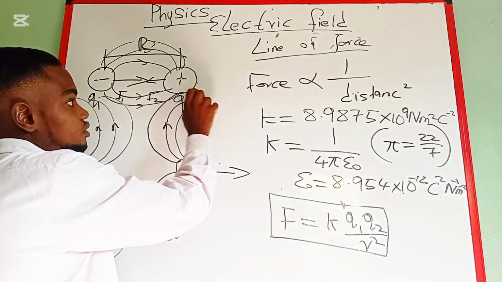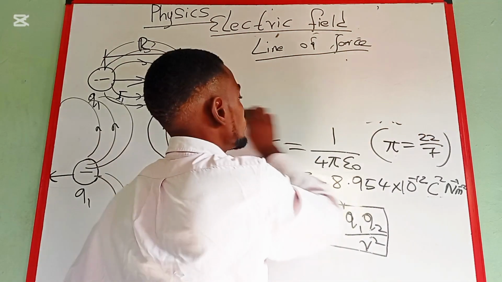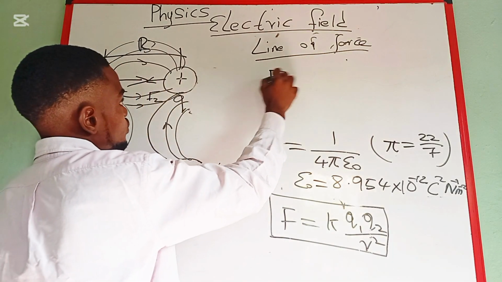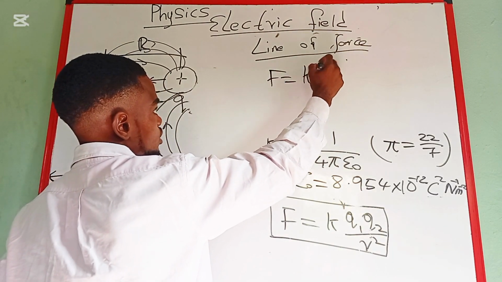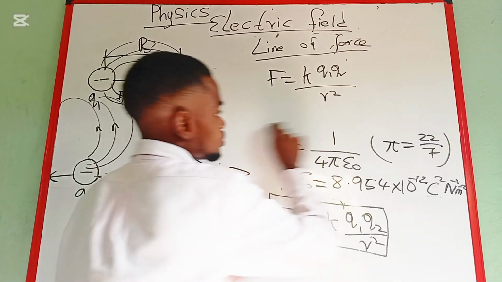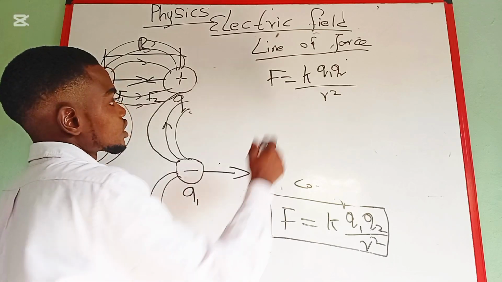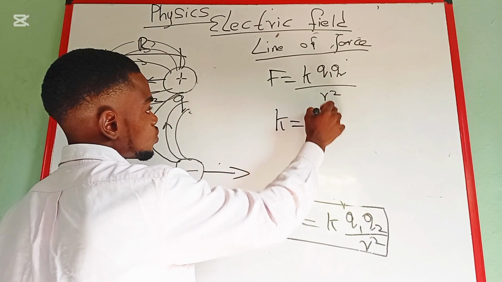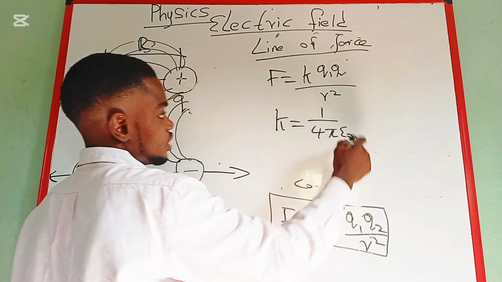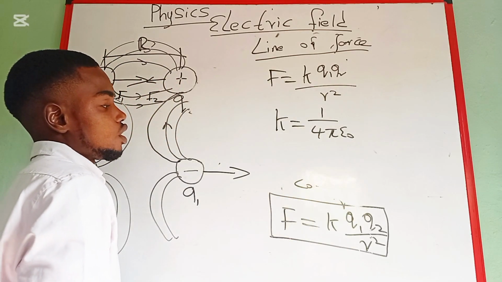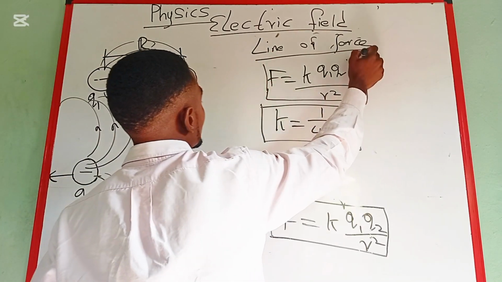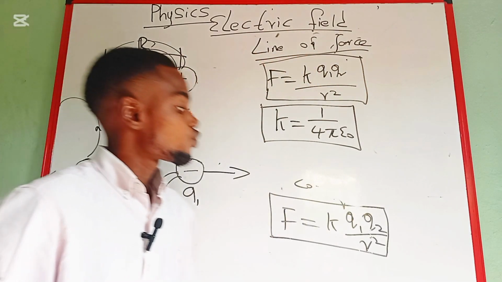So what are the formulas we have derived so far? The force F is equal to K times the product of the charges over R square. And then we also note that the constant K is equal to 1 over 4 pi times the permittivity of free space. All right, now with these two formulas, we are going to round up the electric field and look at questions to solve.